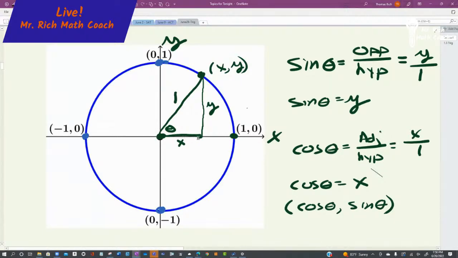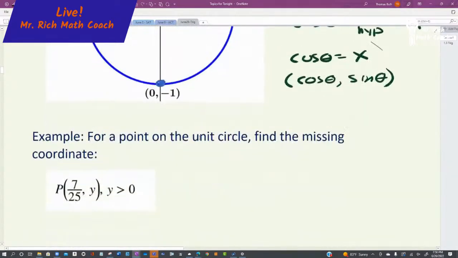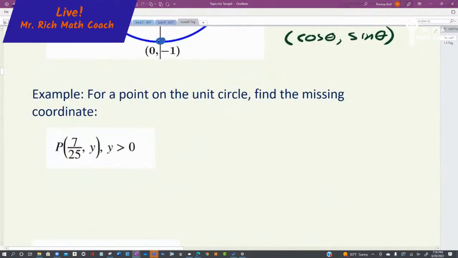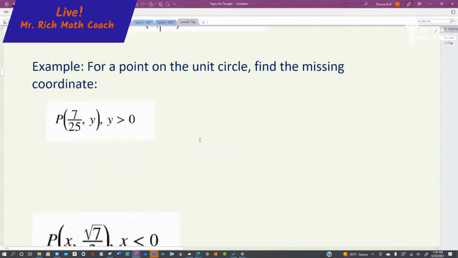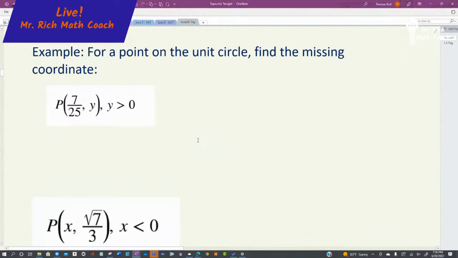All right, so what does that mean though? Well, let's do a couple of problems here on a generic unit circle. So here I've got two problems, and I'm saying that I have a point on the unit circle and I need to find a missing coordinate. Suppose that on my unit circle above, there was a point 7/25 comma y, and y is greater than 0. And I need to find out what that y would be if that point is on the unit circle.